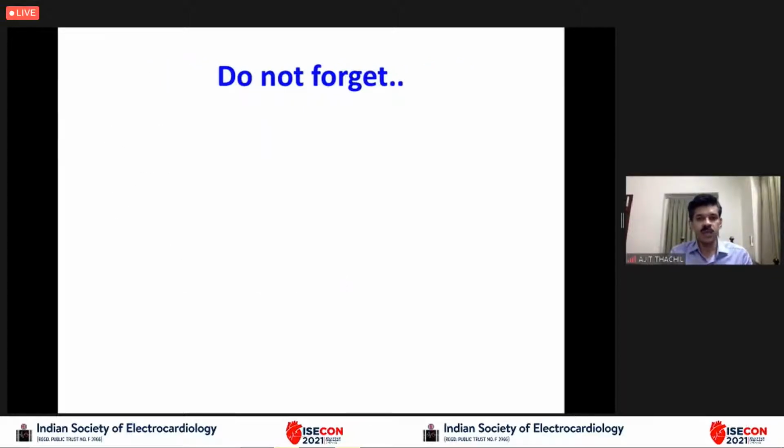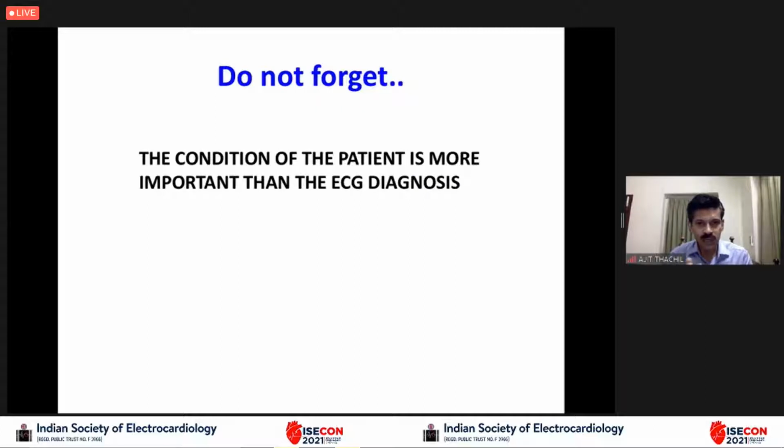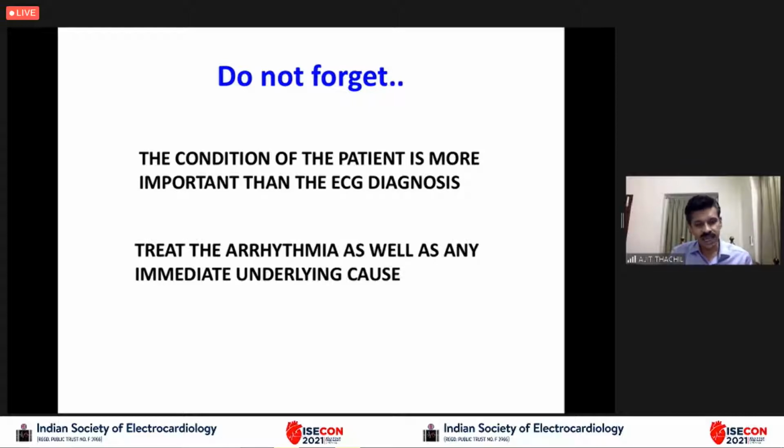Now, before I go into the arrhythmia, do not forget, don't waste your time looking at the ECG. Is it P? Is it QRS? Is it AV dissociation? Don't do that if the patient is sick. If the patient is sick and if there is a tachycardia, shock the patient. If the patient is sick and there is a bradycardia, give atropine or CPR. And then look at the ECG. So the patient is more important than the ECG. And second, while you're treating the arrhythmia, also try to figure out the underlying condition and treat that.